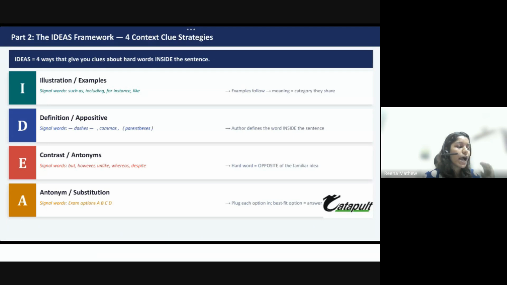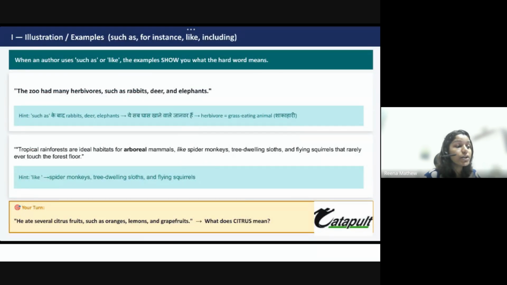Okay. Next is antonym or substitution. That is also very easy. For your exams, you'll have 4 options. Even if you don't know the right answer, what you should do is replace. You have to substitute one option in the question and see, does it make sense? I think you're finding it difficult now. We'll understand it when we do these examples.